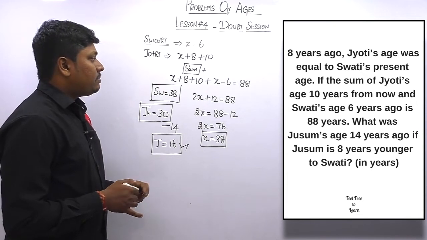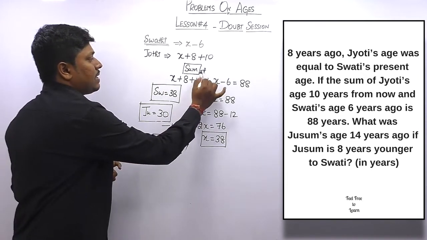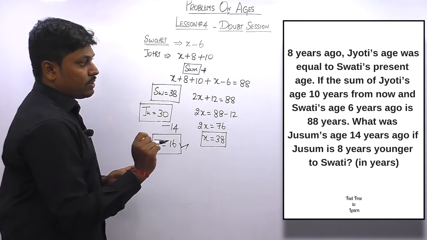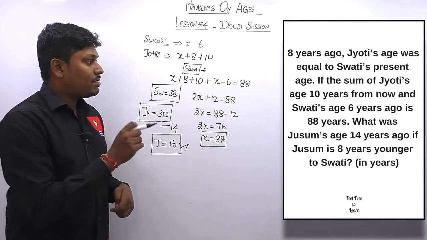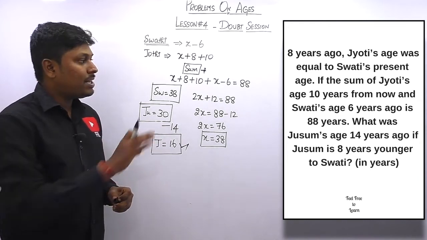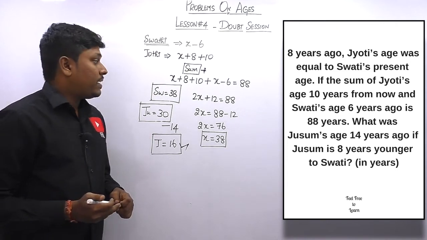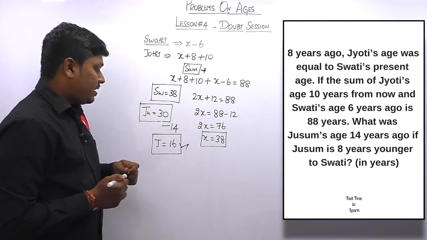It's an easy question, but sum is called as an addition. I don't know why this student asked me a doubt, but I didn't look at the mail properly, I have just taken only the question. So finally, the answer for this question is 16 years.